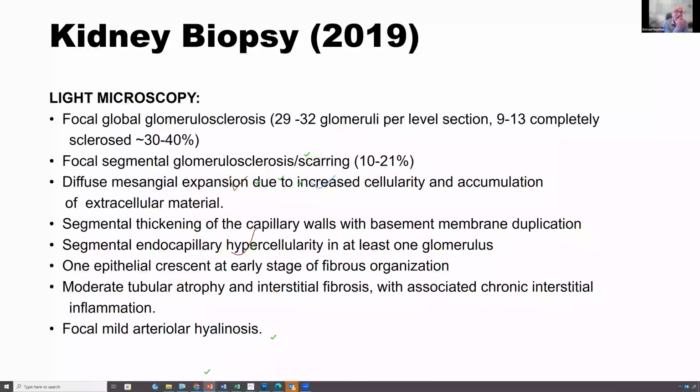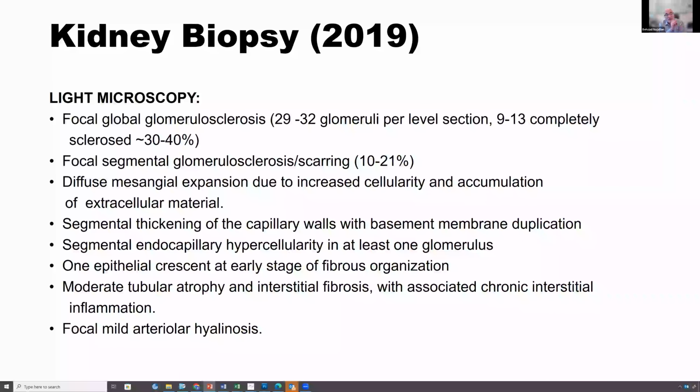So for the light microscopy, in this case, we had focal global glomerulosclerosis, which involved about 30 to 40% of the glomeruli. It was a pretty good sample with 29 to 32 glomeruli per level section, but as you can see, pretty decent chronic injury, at least on the moderate side. Also, there was focal and segmental glomerulosclerosis involving 10 to 21% of the glomeruli. There was diffuse mesangial expansion with increased hypercellularity, and I apologize that I'm doing the text because I don't have all the images from this initial biopsy that was done in 2019.